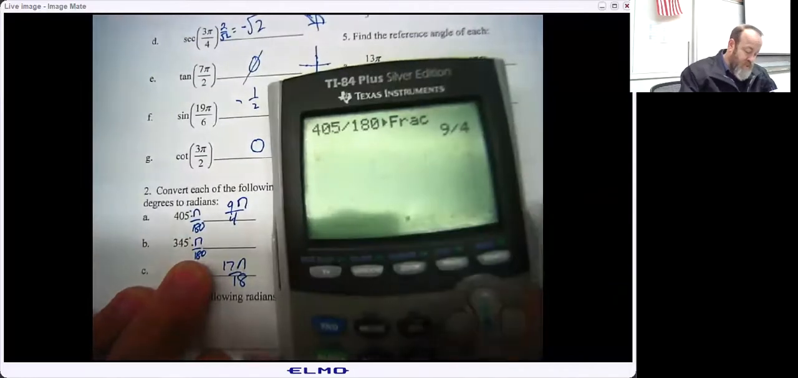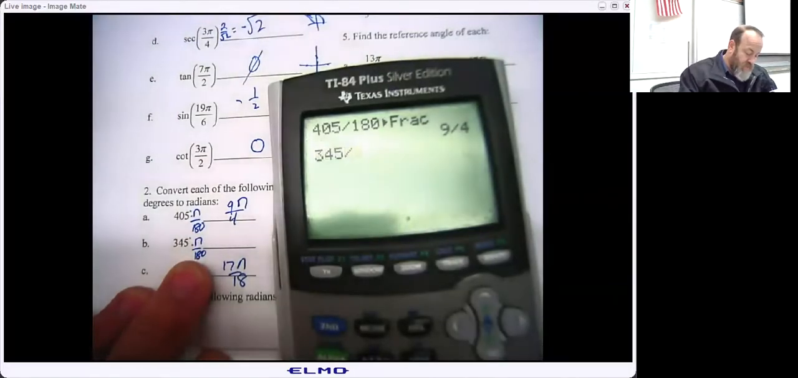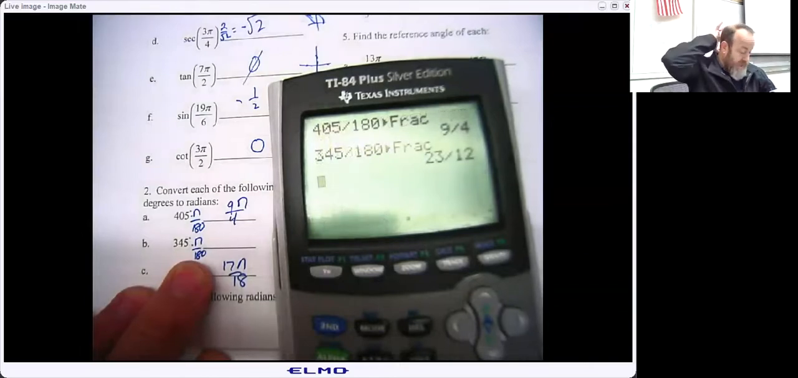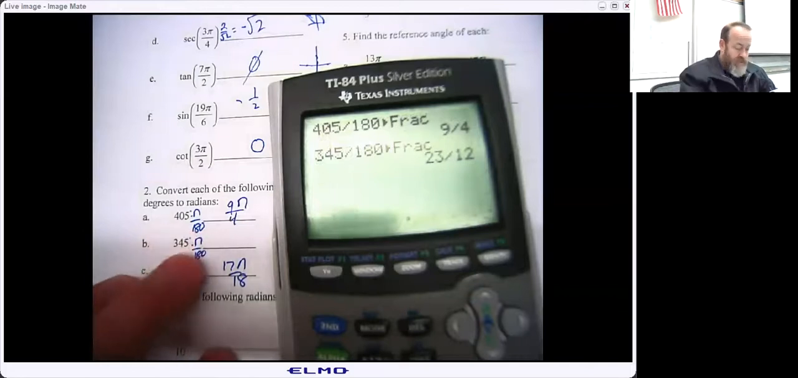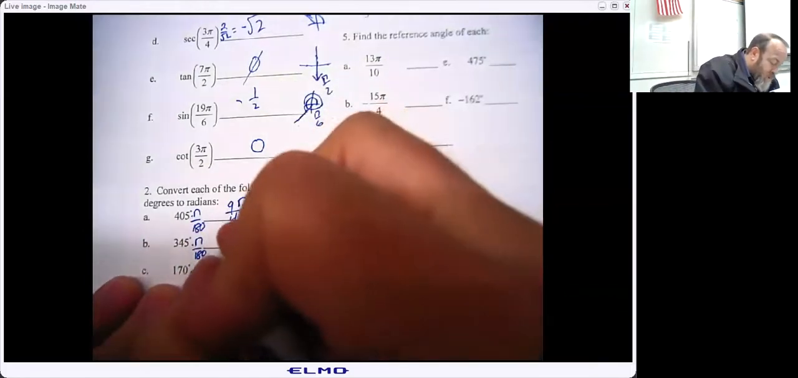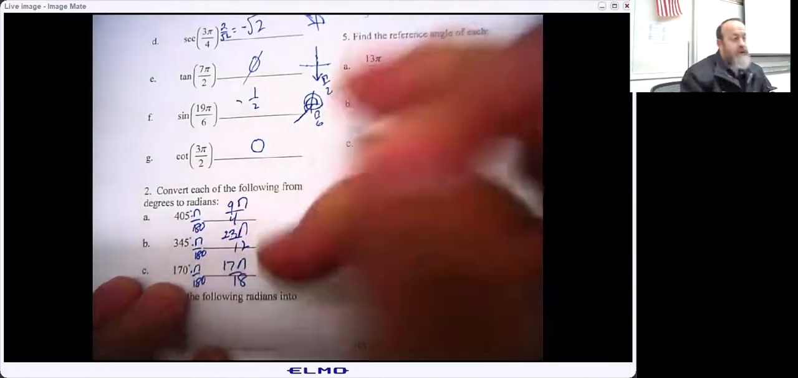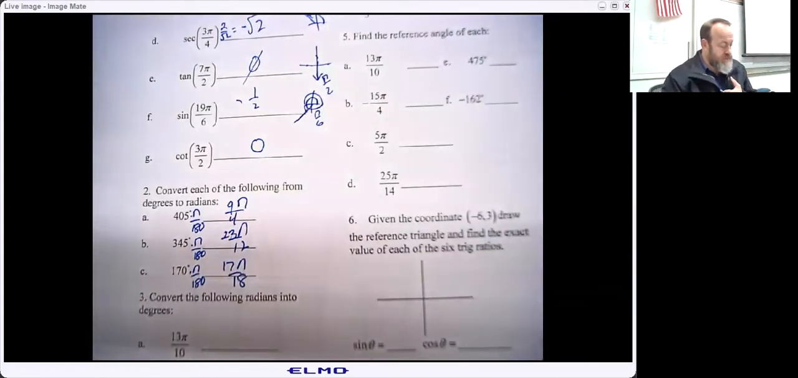Same thing over here. Let's take 345 over 180. Math, double enter. Now you could do this by hand. You could say, well, what goes into both? And we could reduce that. It really does work. But I don't know, I just wanted to save some time.